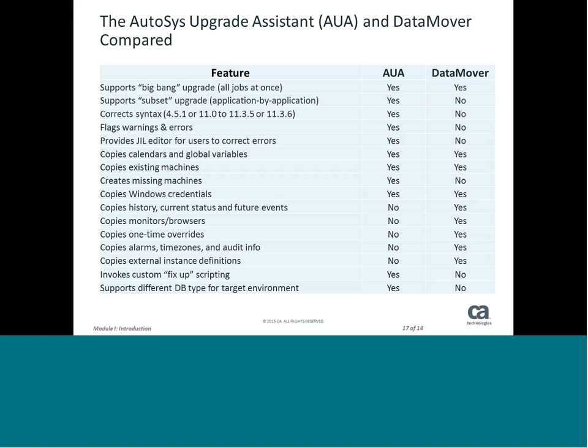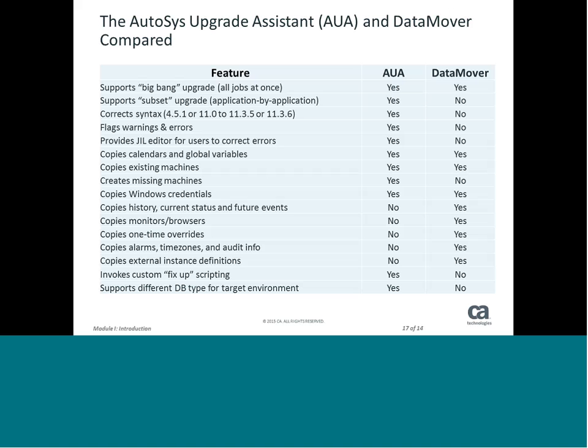What the Upgrade Assistant does not copy is history, events, monitors and browsers, overrides, time zones, and external instance definitions. So those are all things that would have to be done separately. The Upgrade Assistant does focus on one instance at a time. You will be made aware of external instance dependencies. It will also provide up and downstream affected jobs for external instances. We'll provide that data to you so you know that while you're migrating instance ABC, job X and XYZ may be affected by your migration, but it's not handling the external instance dependencies. That will have to be done separately.